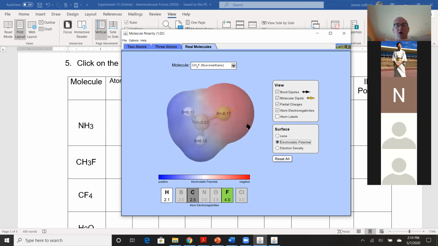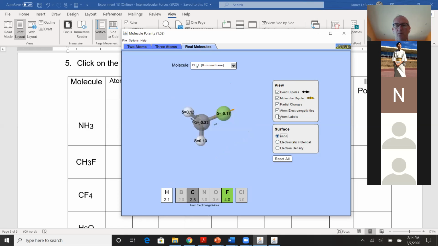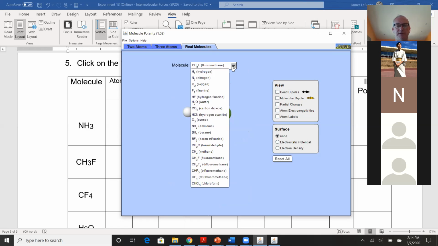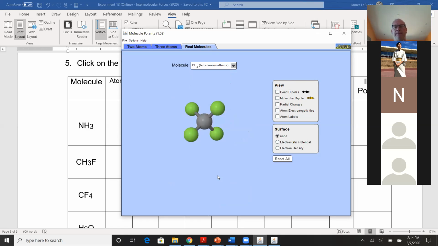So if we replace all of the hydrogens with fluorine, what does that get us? All right, so I'm going to change all the hydrogens to fluorines now. Tetrafluoromethane. So all four are fluorines. Is this going to have bond dipoles? Yes. So it's got 4 bonds.